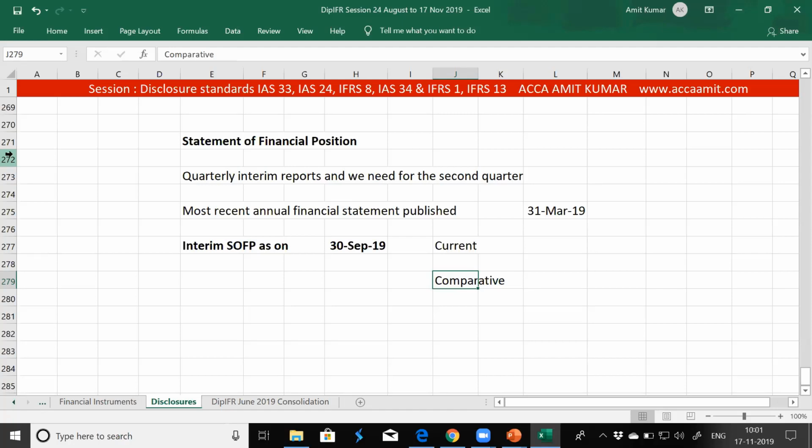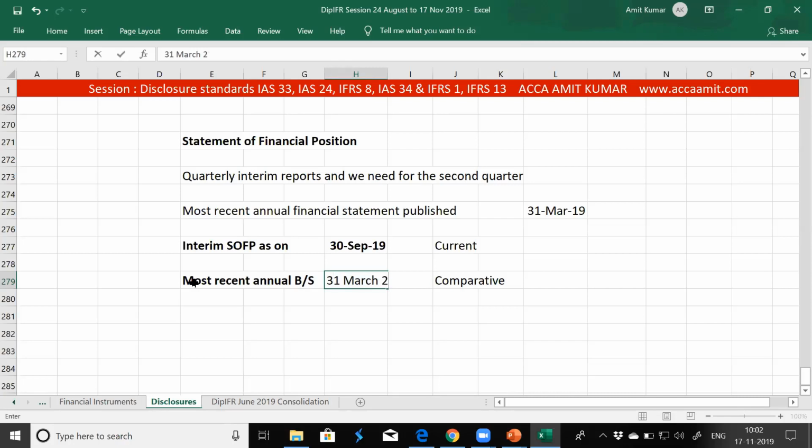Most of you may be thinking that it should be 30th September 2018. The standard says that there's an improvement in position from 31st March to 30th September. So we should give comparison of the most recent annual financial statement published. So the comparative will be the most recent annual balance sheet, that is of 31st March.